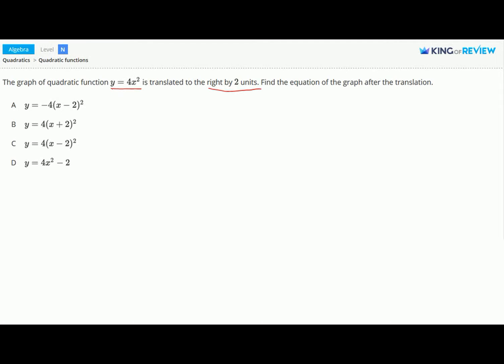So a good way to work this problem is to graph the parent function and then graph the translated function. So we want to graph the parent function, which is y equals 4x squared. This will produce a parabola. A parabola looks like this, and it has something called an axis of symmetry. The axis of symmetry is the vertical line passing through the turning point of the parabola. It also has something on it called a vertex, which is this point here.